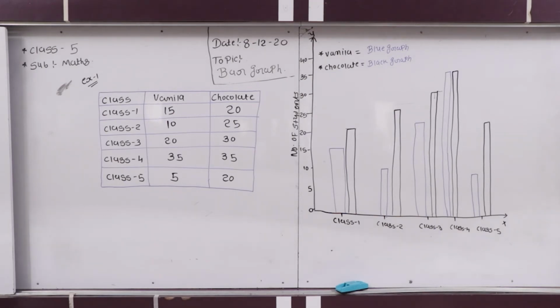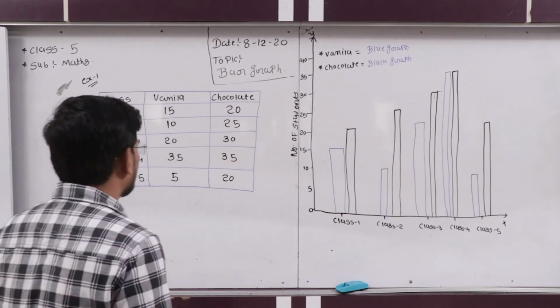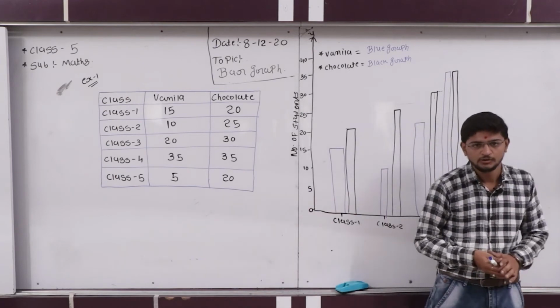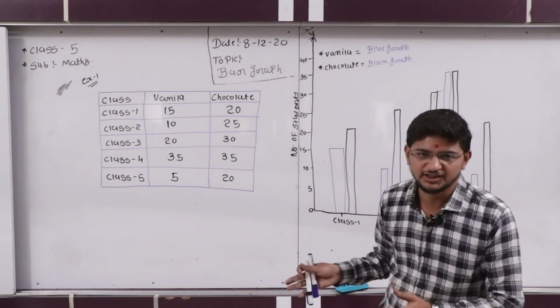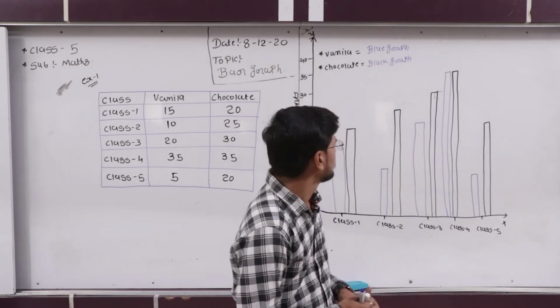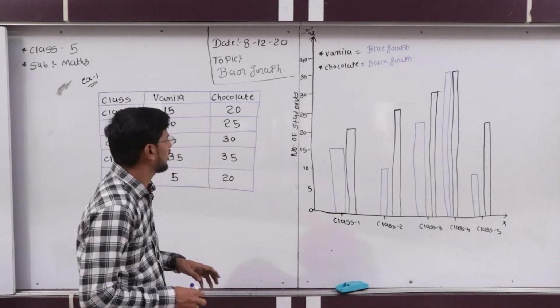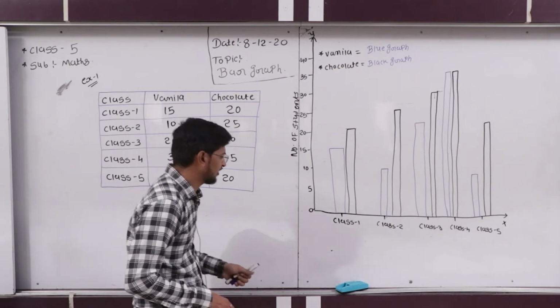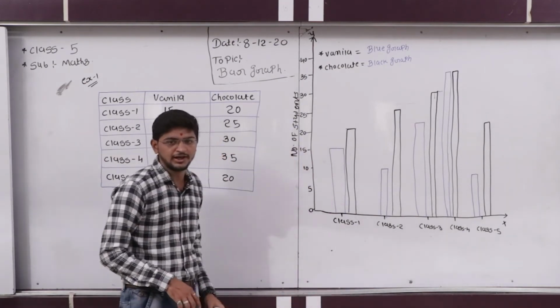We got information about which students like vanilla ice cream and which students like chocolate ice cream from class 1 to 5. So our bar graph is ready now. Now we take some questions on it, right? So now I will remove the bar graph here. So I write here the questions, right?